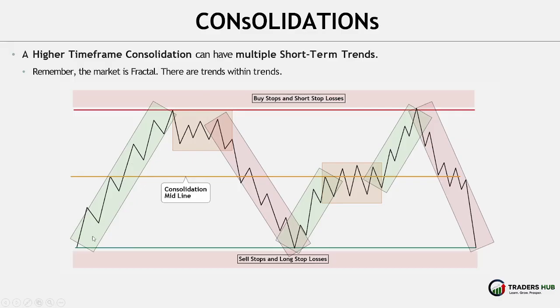You can see that this was an uptrend before it shifted to a downtrend, and again from a downtrend it shifts to an uptrend, consolidation before shifting again to an uptrend, before again shifting to a downtrend. That's what we mean when we say the higher time frame consolidation can have multiple short-term trends. Remember, the market is fractal and there are trends within trends.